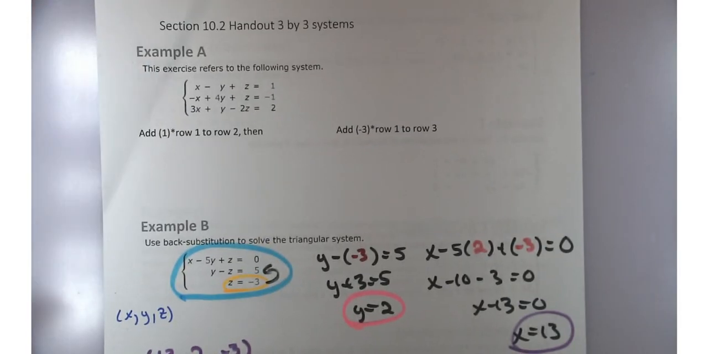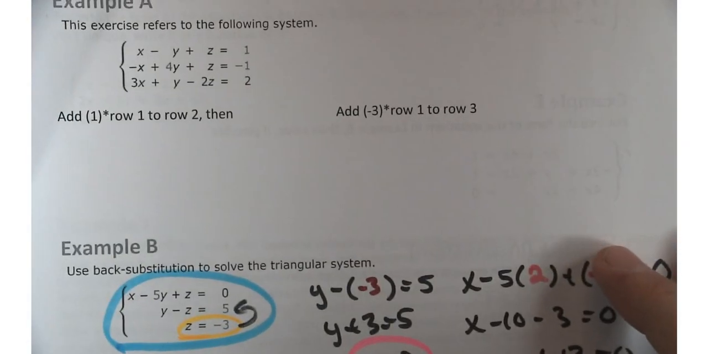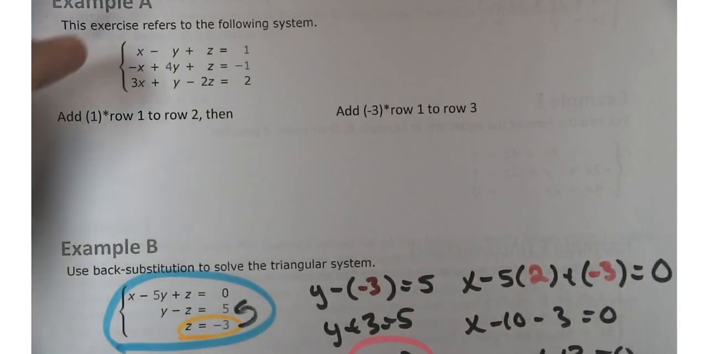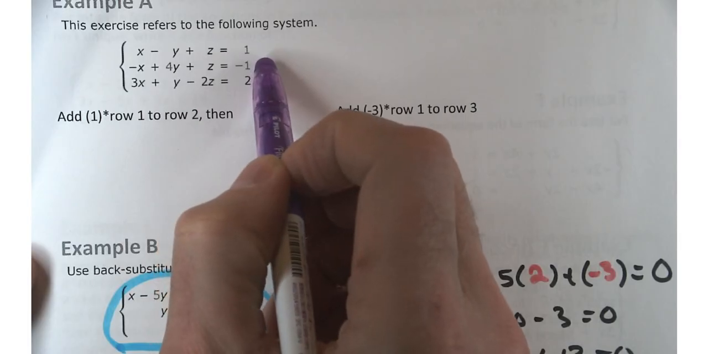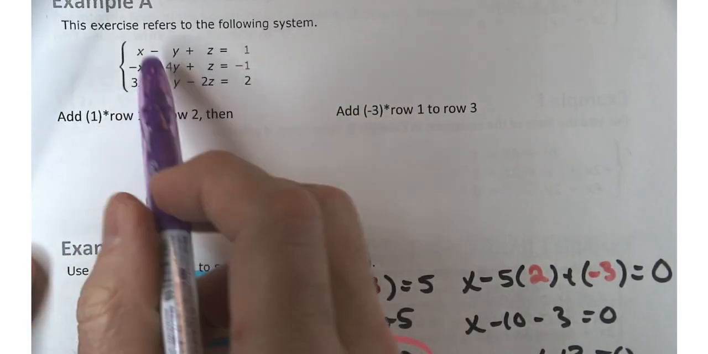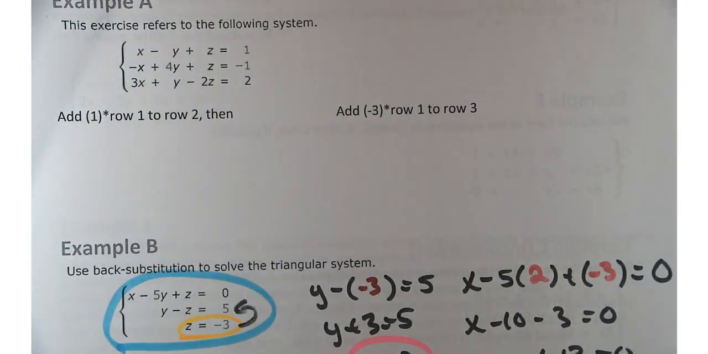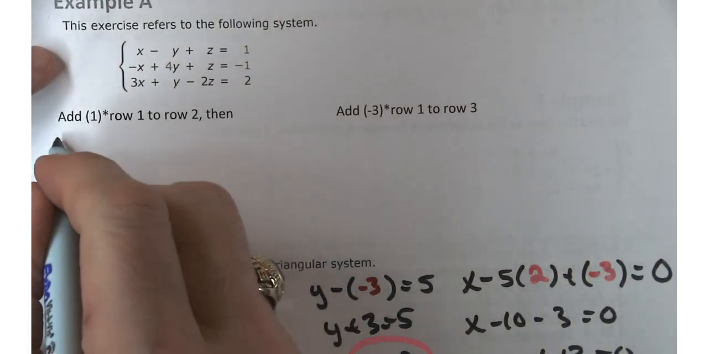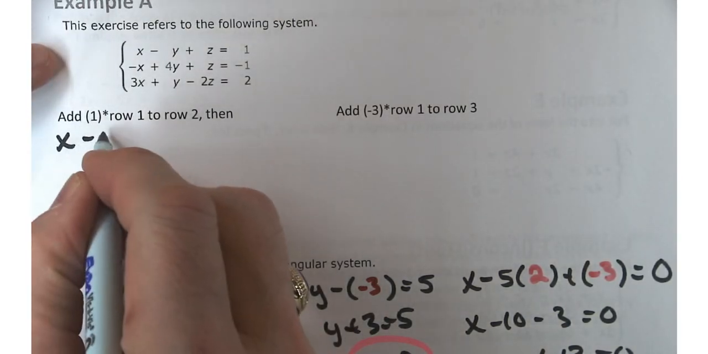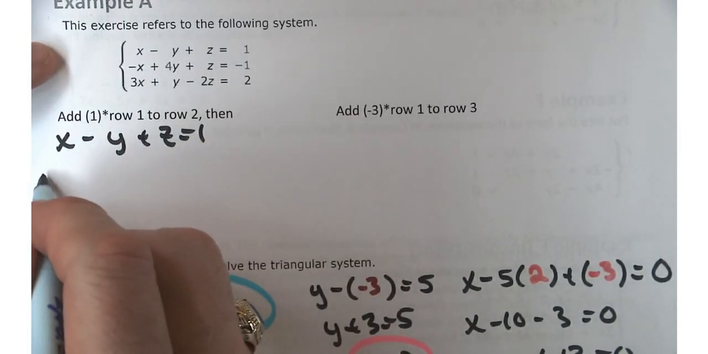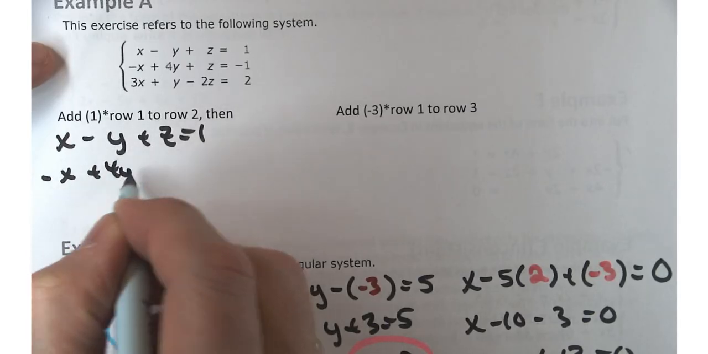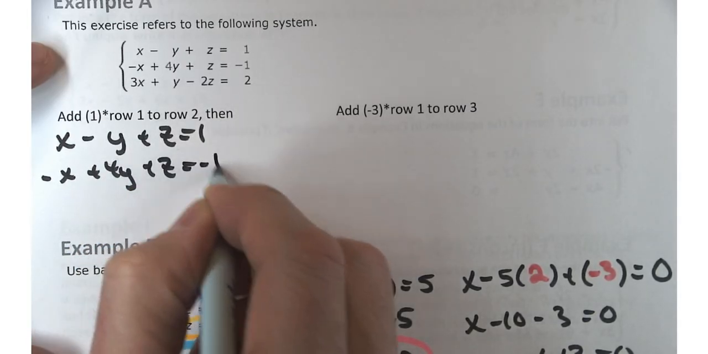Now, how do we put it into that form? Well, you're going to want to get zeros in the right places. And we're going to practice with this one right here, example A. We're going to take 1 times row 1 and add it to row 2. Now 1 times row 1, it's not going to change row 1. It's still going to be the same. But I'm putting 1 times row 1 just because we're going to be using that idea later. Row 1 is going to be x minus y plus z equals 1, added to negative x plus 4y plus z equals negative 1.